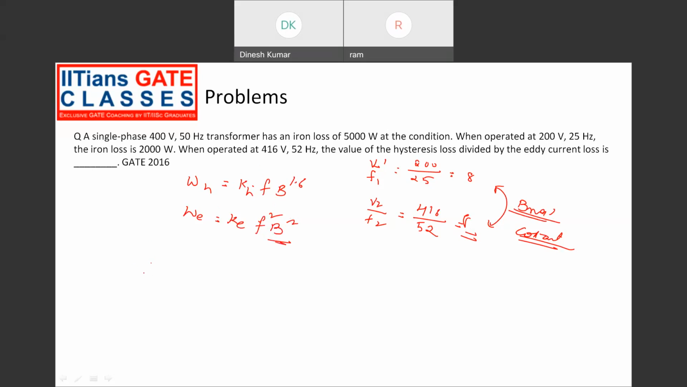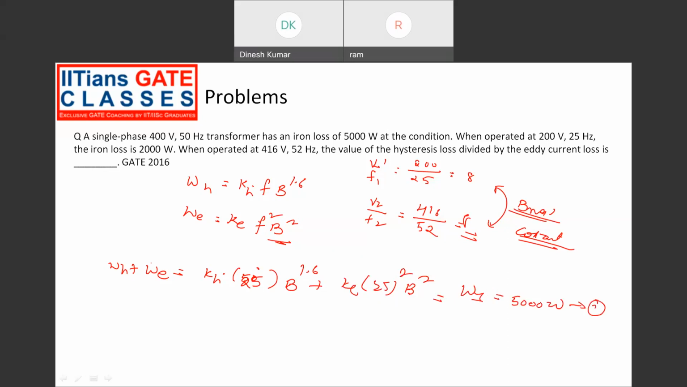Now take the first case when V1 by F1 equal to 100 by 25. So I can write WH plus WE equal to Kh 25 B to the power 1.6 plus Ke 25 square B square, that is equal to WH plus WE, which is nothing but WI, that is the total iron loss, equal to 5000 watts.